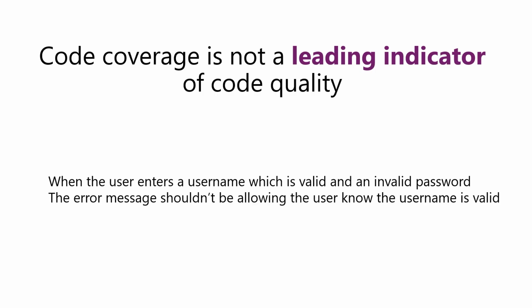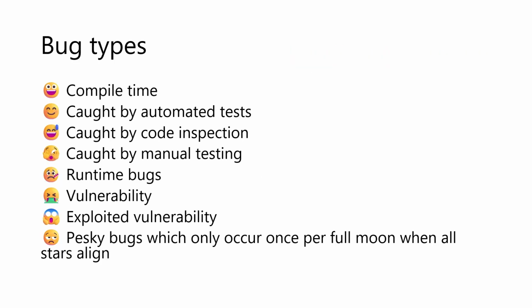Let's have a look at the bug types. This is very funny. I like the bugs that are in my face. I see them when I build my app. That's the compile time bugs, right? Super easy to fix. I have to fix it, otherwise I can't ship my code. There are some bugs that are caught by automated tests. Again, simple to understand. We get the bug, we go and fix it.